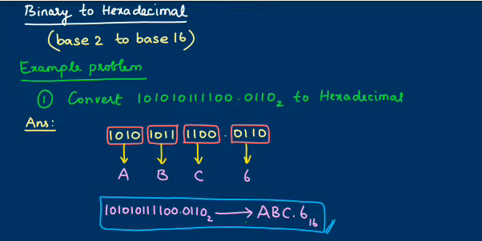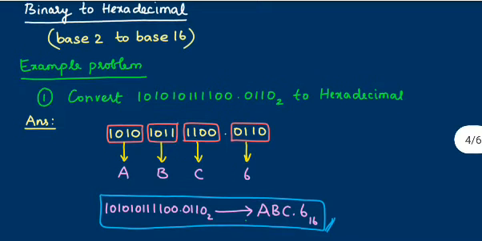Coming to the fraction part, from which side you have to make the grouping? From left hand side. So left hand side, here only 4 values we have, that 4 values I take it as a group, that is 0110. Now convert all these binary groups into equivalent hexadecimal values. 1010 means A, 1011 means B, 1100 means C, 0110 means 6. So what is the answer? Finally hexadecimal equivalent is ABC.6. I hope you understand this.